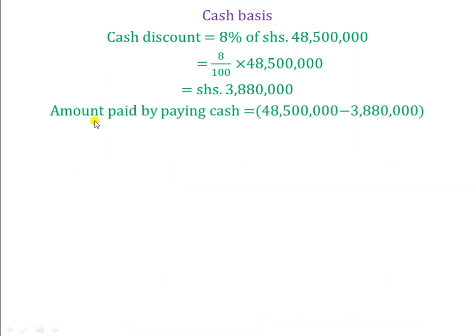Then let's look at the amount Chris will pay in this case if he pays cash. Automatically, he will pay the 48 millions 500,000 minus the 3 millions 880,000, which was the discount that we got here. So it means finally he will only pay shillings 44 millions 620,000. This is the amount that Chris will pay if he uses cash.